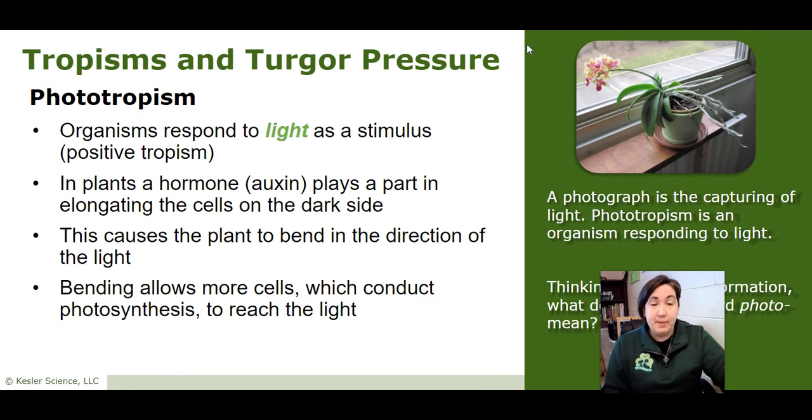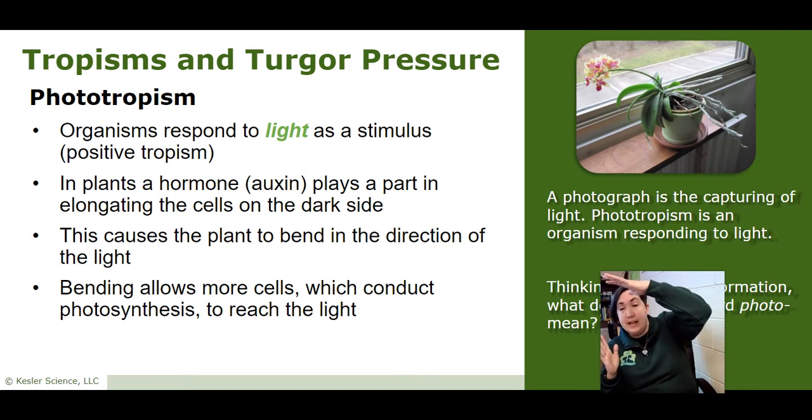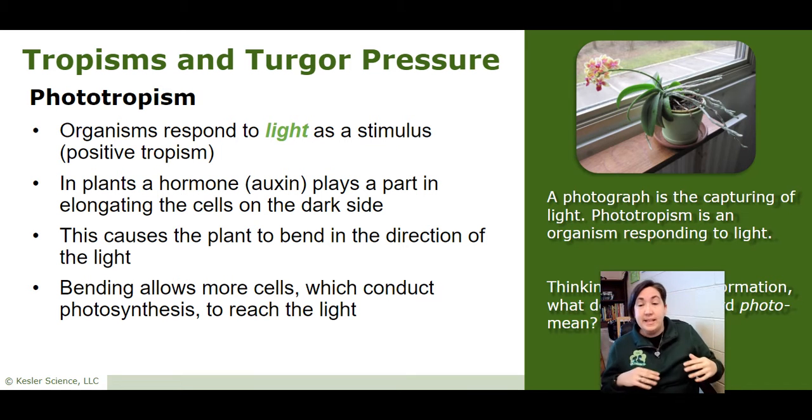Let's look in depth at some of our types of tropism. Phototropism is when an organism responds to light as a stimulus, and this is a positive tropism. In plants, a hormone called auxin plays a part in elongating the cells on the dark side of the plant. This causes the plant to bend in the direction of the light. Bending allows more cells, which conduct photosynthesis, to reach the light.